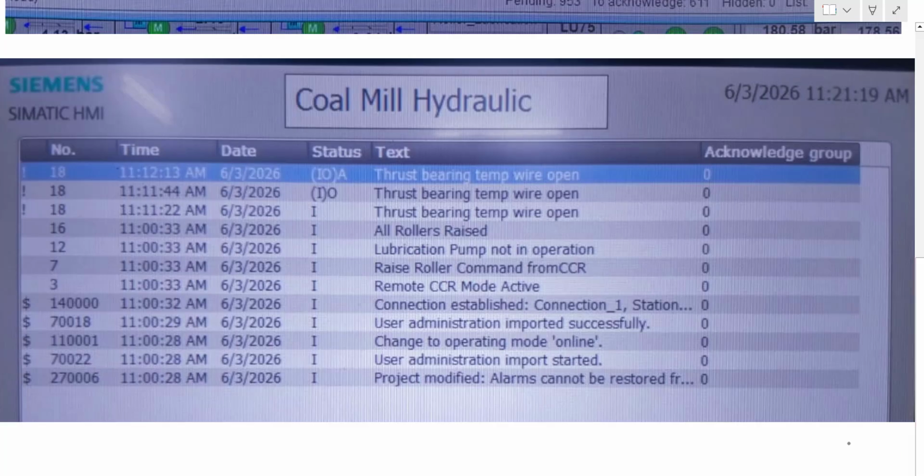Apart from the PCS7 alarm log, I also have a SIMATIC HMI alarm log. As you can see, it also has that format. At the specific time, 11:11:22 seconds, thrust bearing temperature wire open, this specific alarm has appeared. It is an incoming alarm, as I said previously. The incoming alarm means the alarm is active, it is being triggered, and the fault is still there.